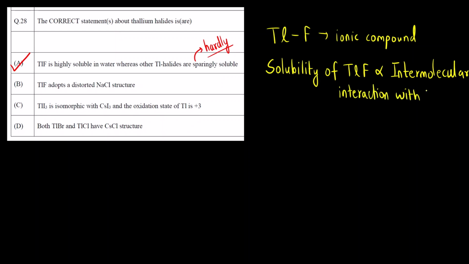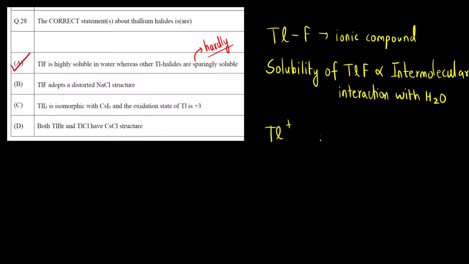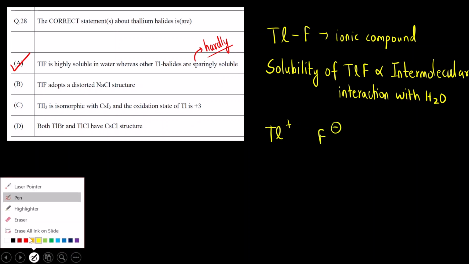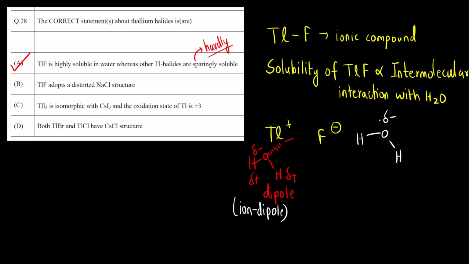Which interaction will take place? Here it is an ionic compound, so it will exist as Tl plus and fluorine minus, and these will be surrounded by water molecules. The oxygen is delta minus, the hydrogen is delta plus. The ion is charged, and water has charge separation, so it is a dipole. This is an ion-dipole interaction. Similarly, fluorine will interact with hydrogen, which is another ion-dipole interaction. Opposite charged ions interact.